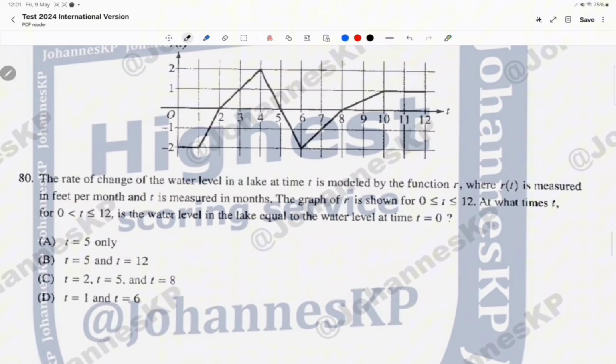80. We have here the rate of change, and we are looking for at what time the water level in the lake is equal to the water level at time 0, right? So in the beginning, there was no water, right? But they're going to be adding water. So what you basically want is a combined area that's going to give you a 0, essentially.